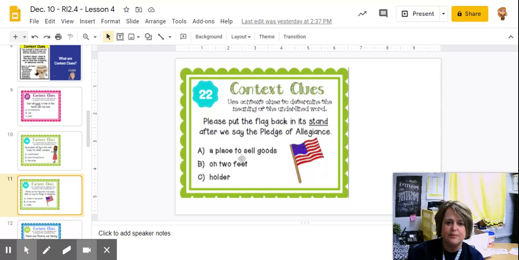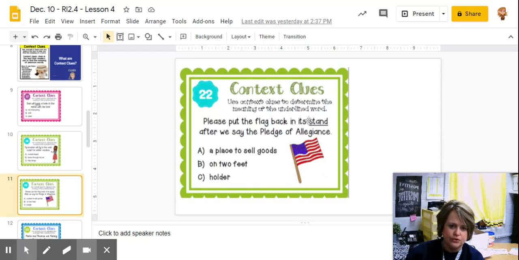So do I put it in a place to sell goods? Like a stand where we sell oranges and apples, like a farmer's stand? Do I put it back on 2 feet, stand up? Or do I put it back in a holder? Holder would be your answer. And let me show you why.